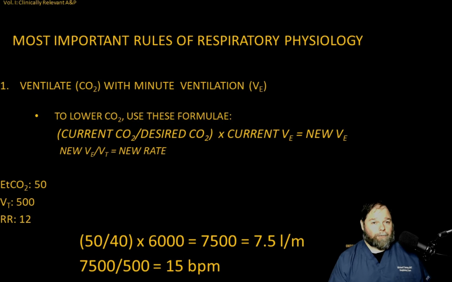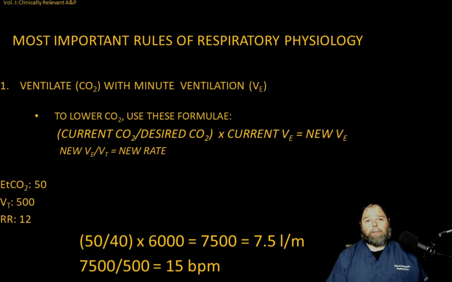So we see our CO2 is 50. We want that to be normal. So we're going to say I want our CO2 to be 40. We're going to divide our CO2 currently by our desired CO2. So we're going to take 50, divide by 40, and that's going to give us 1.25. And what that number is telling you is that we're going to increase our minute ventilation by 25%. Again, that linear relationship. So we're going to take our minute ventilation of 6,000 milliliters, 6 liters, multiply it times 1.25, and that's going to give us a minute ventilation of 7.5 liters, or 7,500 milliliters.